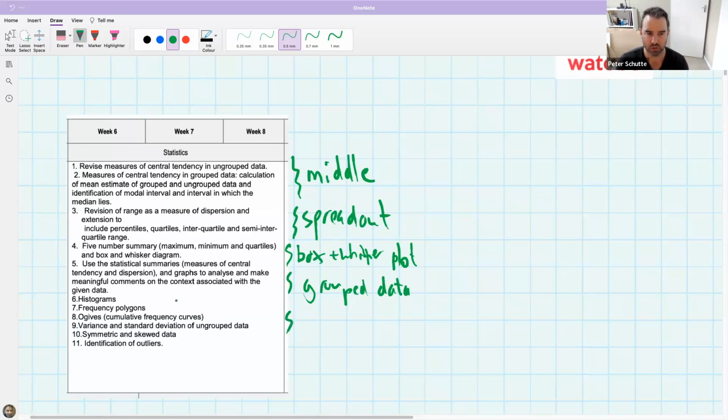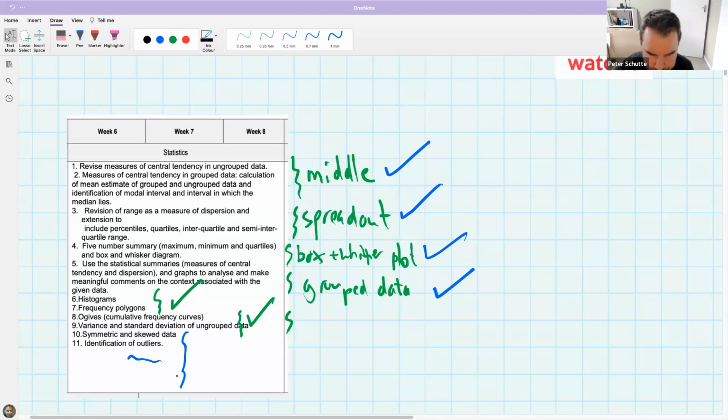Then we are going to do grouped data graphs, which is going to be histograms and frequency polygons for lesson 5. And then lesson 6 will be about ogives, or cumulative frequency curves. So let's have a look at where that is. So 1, 2, 3, 4, 5, 6. And then I will talk about things called outliers and skewed data as we go along.